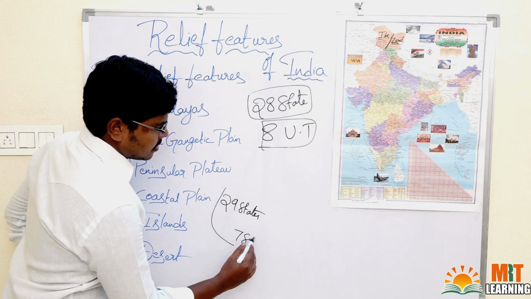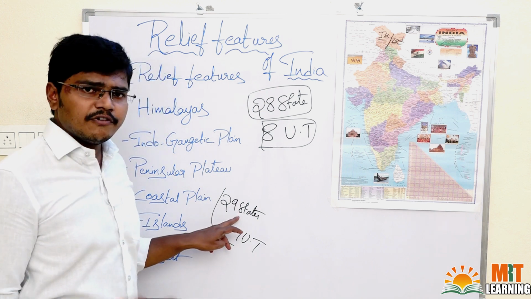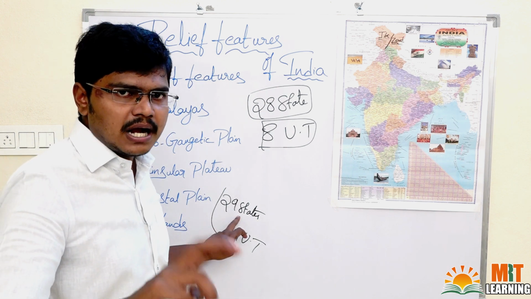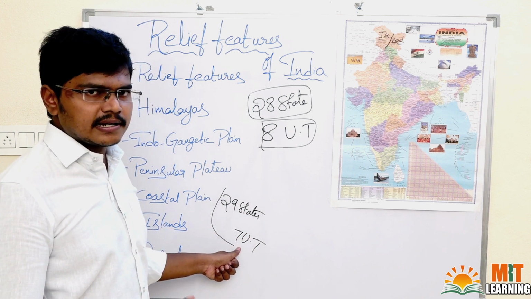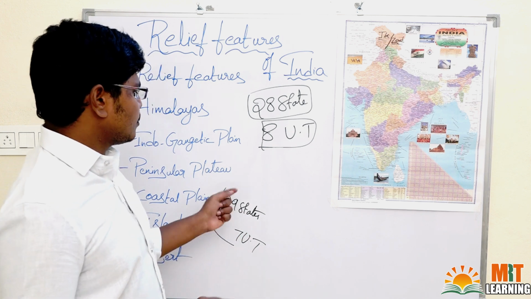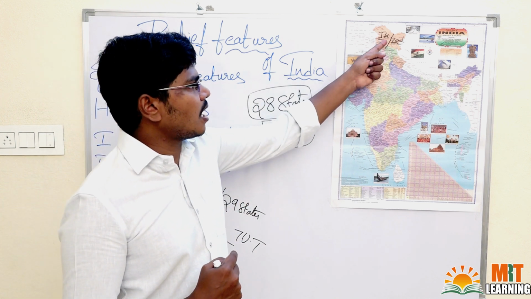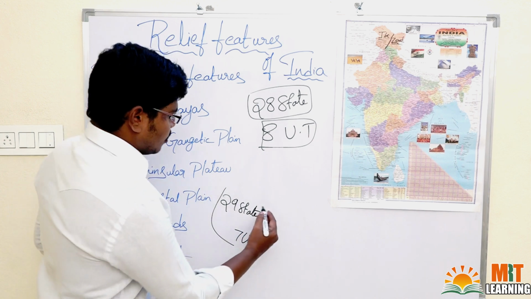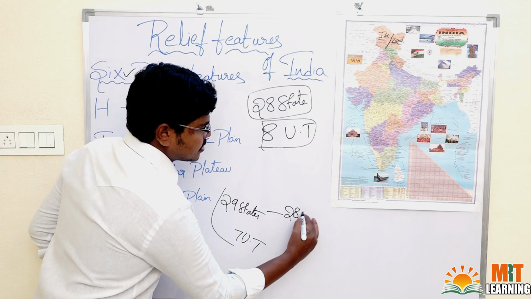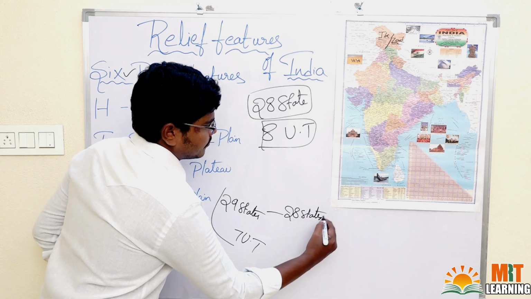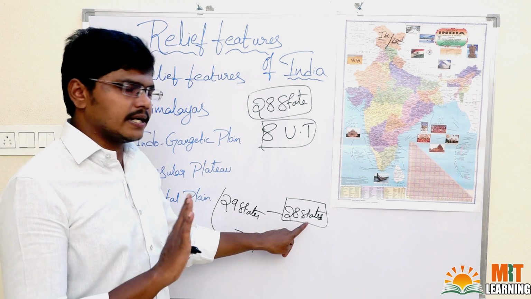Previously, after the division of Telangana from Andhra Pradesh, we had 29 states and 7 union territories only. From these 29 states, one state, Jammu and Kashmir, is removed. Then how many states do we have? 28 states.